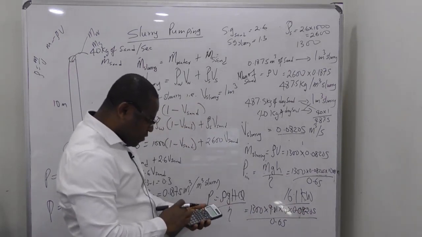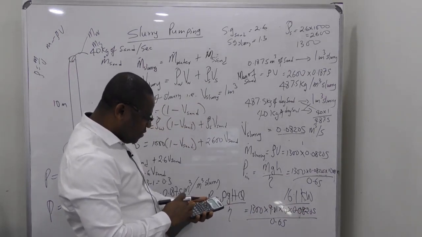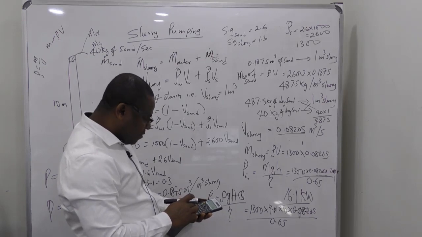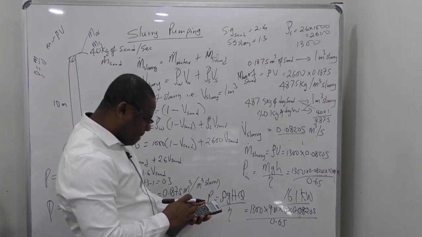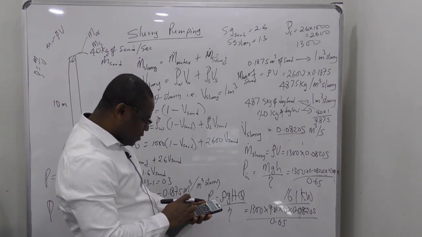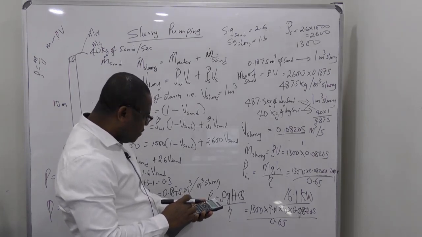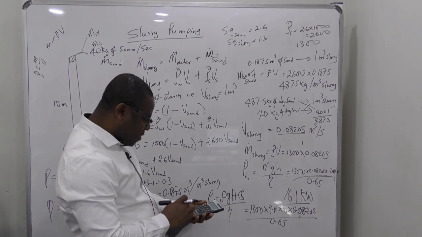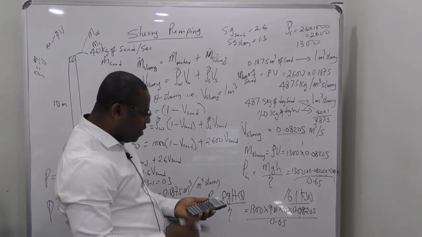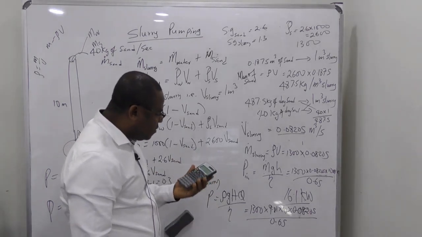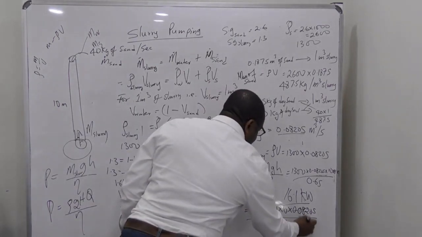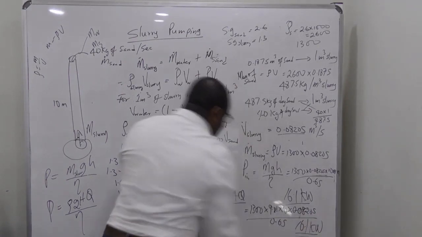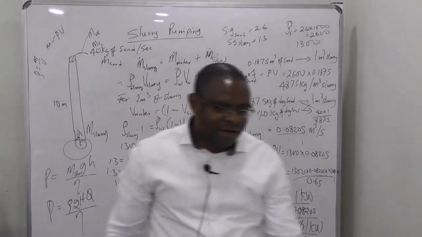So we'll have 1300 times 9.81 times 10 times 0.08205 equals that, divided by 0.65. You get the same thing, 16.09, that is 16.1. All right, you get the same 16.1 kilowatt. All right, did you get that?